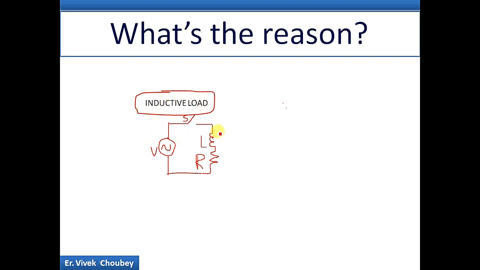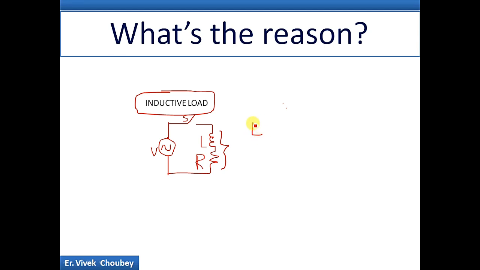So let us have a look at an elementary circuit of an inductive load. Here you can see this is an AC supply, this is a switch S, this is the inductor L, and this is resistor R. So this whole constitutes an inductive load. Now what is the nature of an inductor? The nature of an inductor is that it opposes any change of current, or it opposes the flow of current through it.